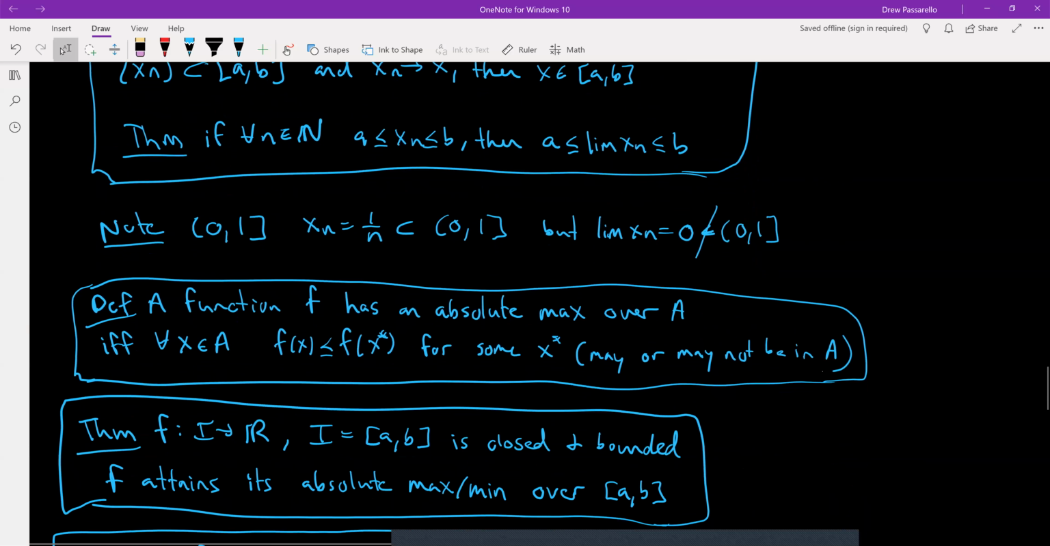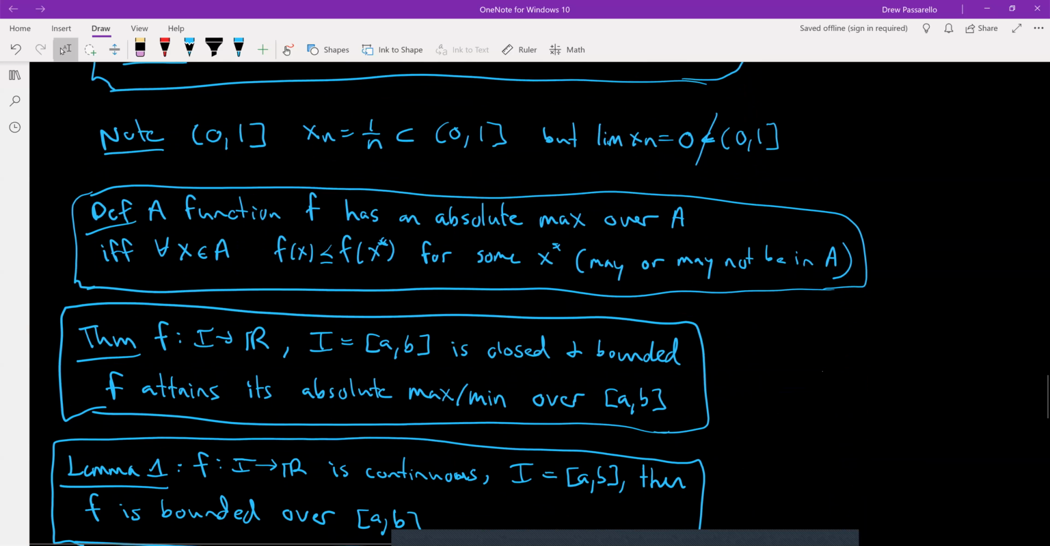So a function f has an absolute max over A if and only if for all x in A, f of x is less than or equal to f of x star for some x star, and then x star may or may not be in A. That's the definition for f to have an absolute max. And you could do a similar definition for absolute min.